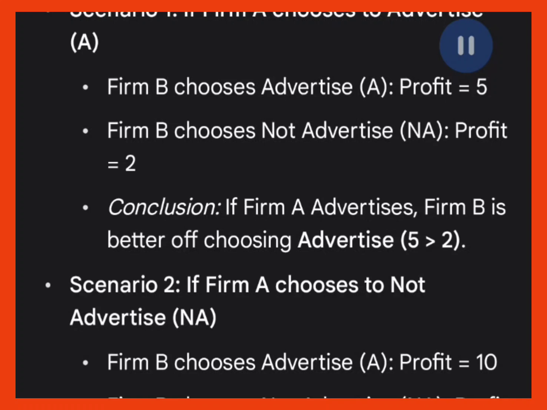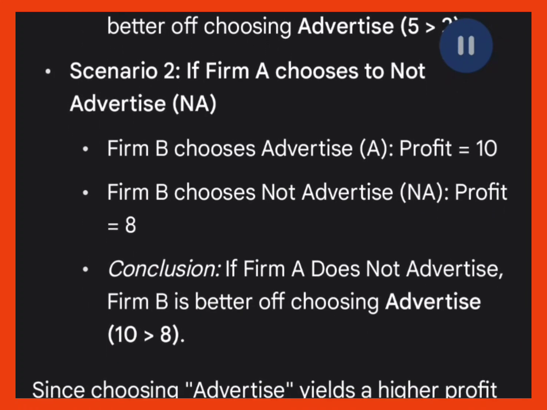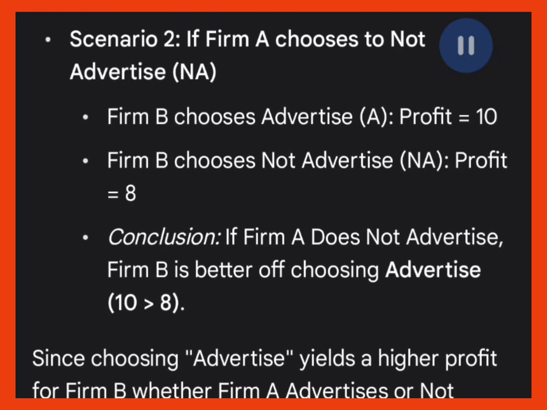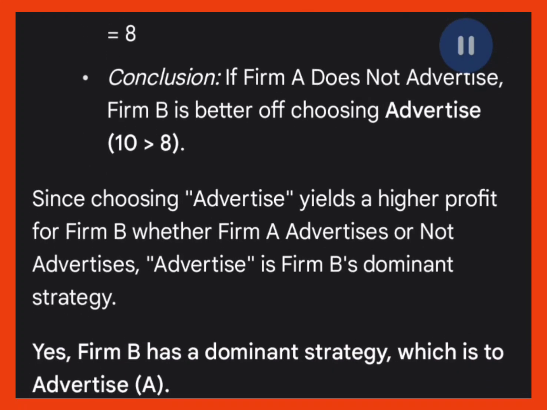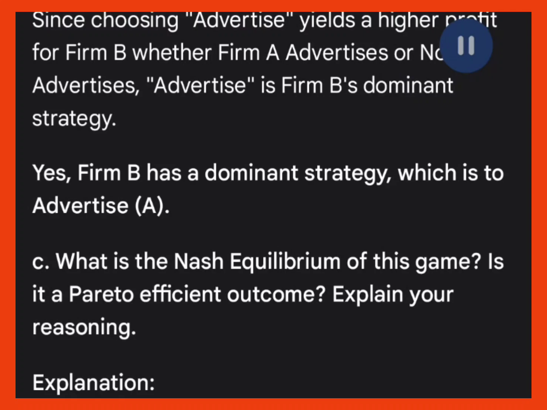Scenario 2. If Firm A chooses to not advertise NA, Firm B chooses advertise A: profit equals 10. Firm B chooses not advertise NA: profit equals 8. Conclusion. If Firm A does not advertise, Firm B is better off choosing advertise, 10 greater than 8. Since choosing advertise yields a higher profit for Firm B whether Firm A advertises or not, advertise is Firm B's dominant strategy. Yes, Firm B has a dominant strategy, which is to advertise A.